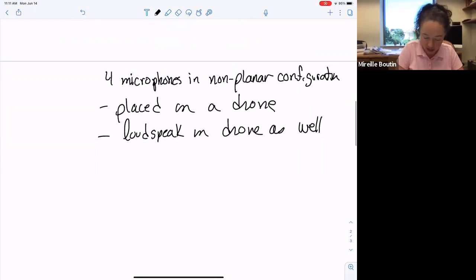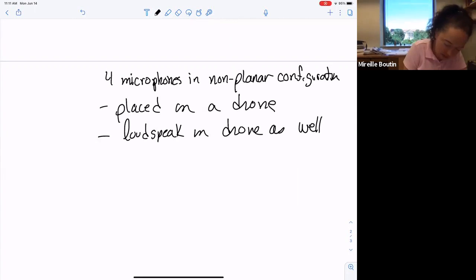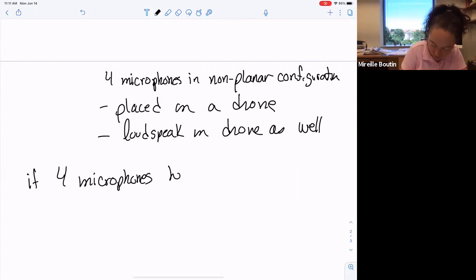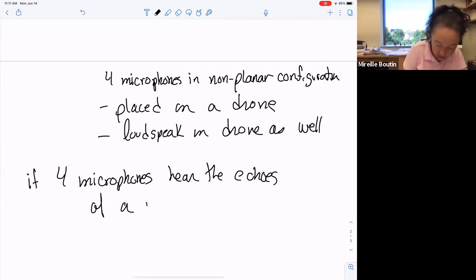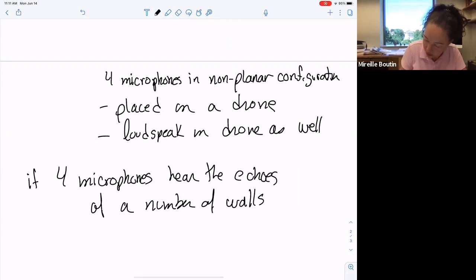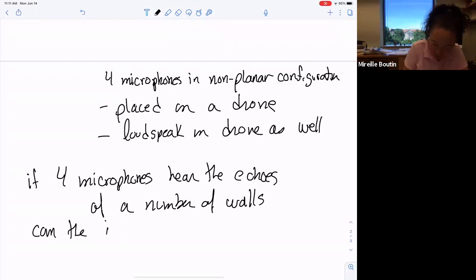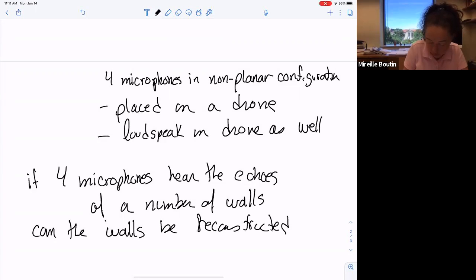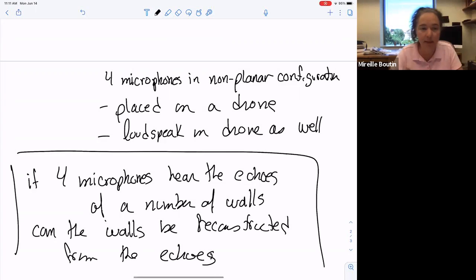And the question you want to answer is the following. If 4 microphones hear the echoes, from a number of walls, and I don't know how many. And in fact, not every microphone needs to hear every wall. But I would like to know, can the walls be reconstructed from the echoes? So that's my question. I will first discuss the exact case before I talk about how to take this exact result and carry it over.